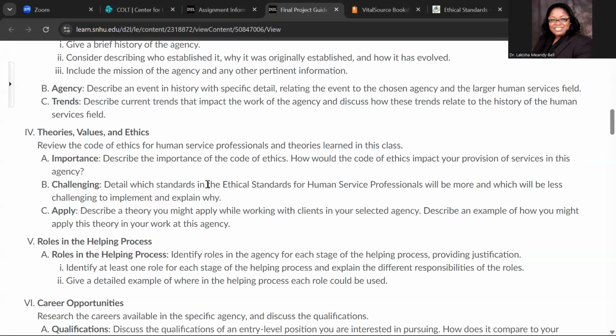Provide details on which standard. Now, this is the key word. When it says which standard, that means it wants you to identify one or more. Well, one is good.